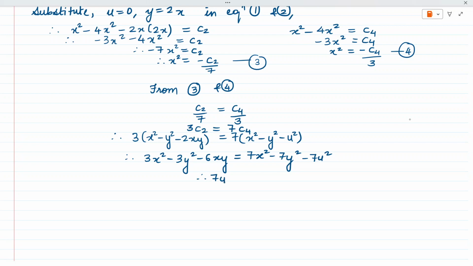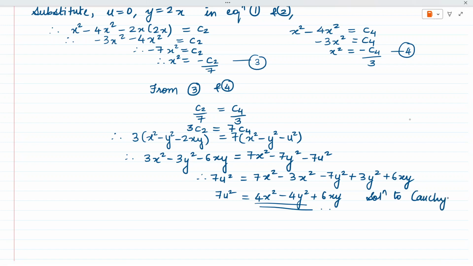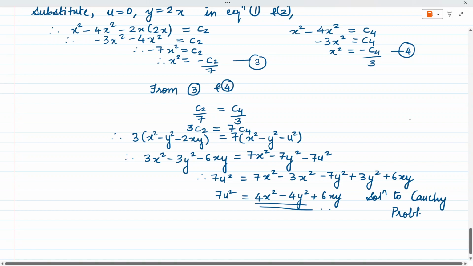So I can write this as 7u square is equal to 7x square minus 3x square minus 7y square plus 3y square and plus 6xy. This turns out to be 4x square, minus 4y square and 6xy, which is equal to 7u square. This is your solution to the Cauchy problem. I hope the sum is clear. Did you guys understand this?